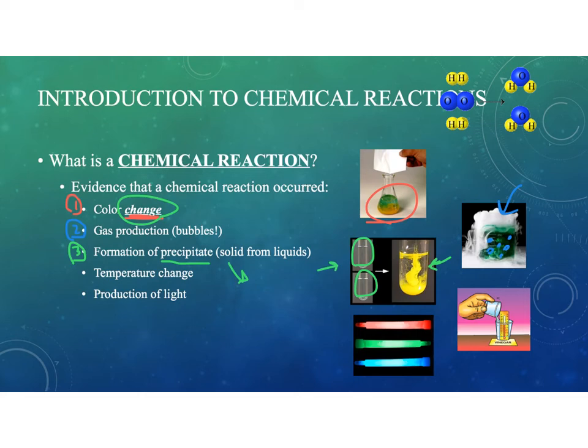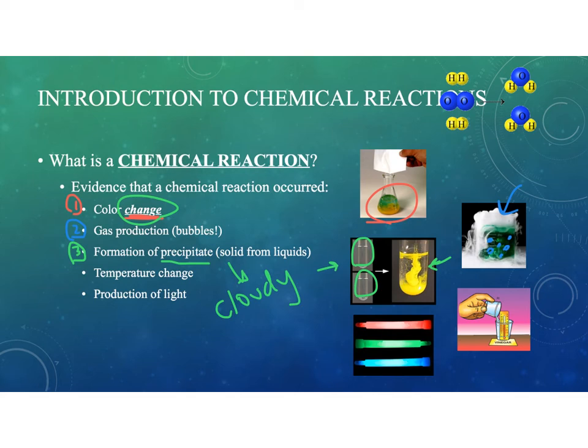What will happen is you'll get a solid forming, but it's just going to be in the form of a cloudy substance. If you then filtered it and dried it, you could see it's kind of gritty, like maybe sand or something like that. But typically, when we see a formation of a precipitate, it's going to be a cloudy substance that forms from two previously clear liquids.